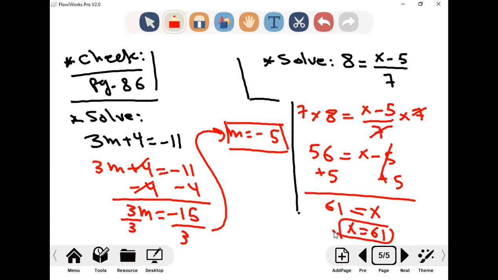Now let's check our answer here. 61 in place of x, right? 61 minus 5 divided by 7 is 8. Done? This is also a two-step equation, but a different type. Here, this is the first step, and here the second step, right? Here, this is the first step, and the division is the second step. So it depends on the type of the equation which you have. Done. Copy these two exercises, please.